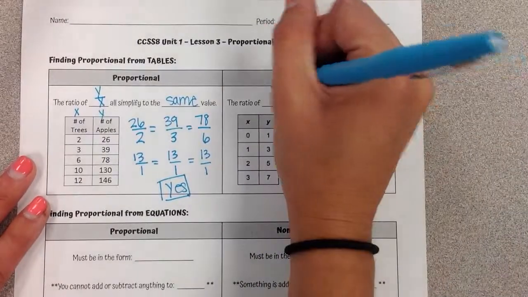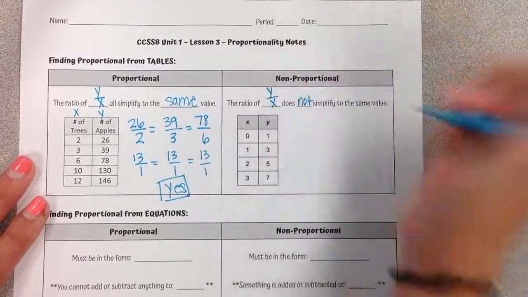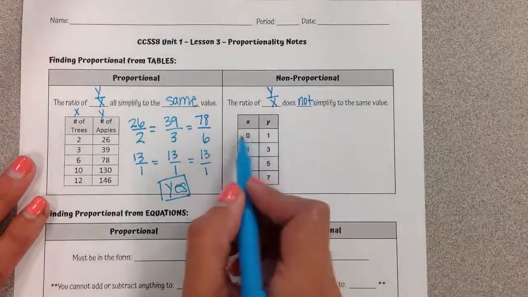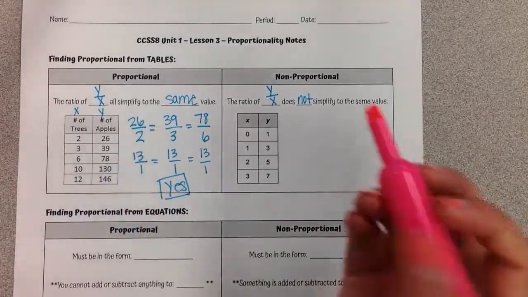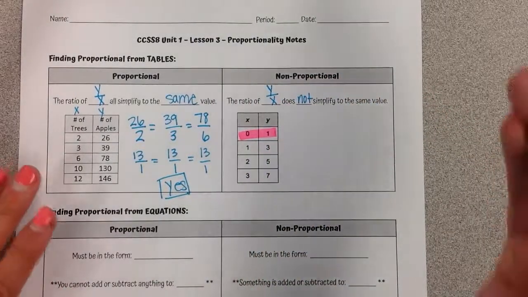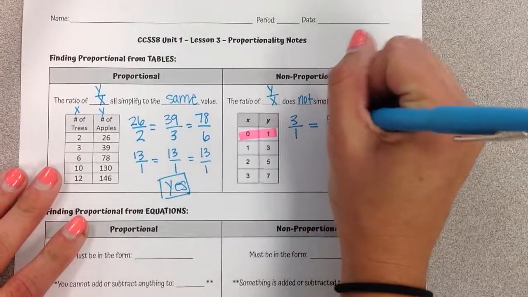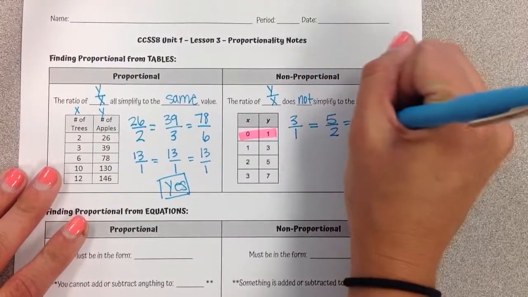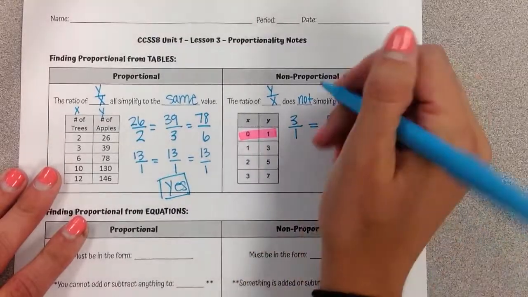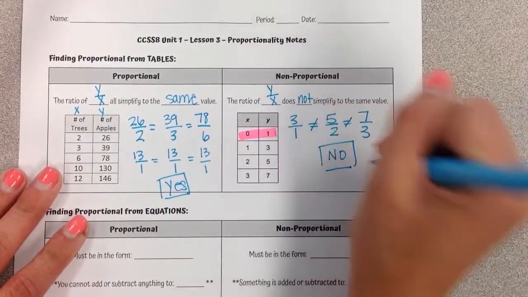Versus non-proportional, the ratio of y over x does not simplify to the same value. So this first one, 0 and 1, we're going to come back to, because if I were to write that as a ratio, that would actually be undefined. So I'm just going to go to the next ones. 3 over 1 should equal 5 over 2, which should equal 7 over 3. These are already simplified. They do not equal each other, so it is not proportional.